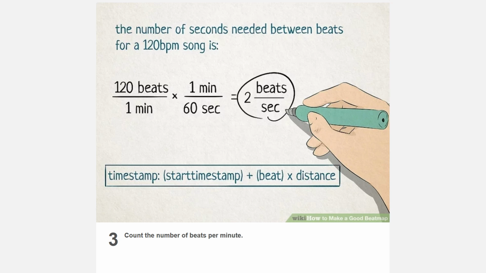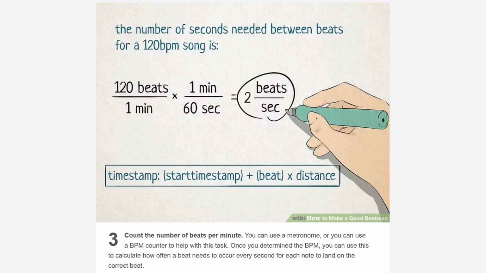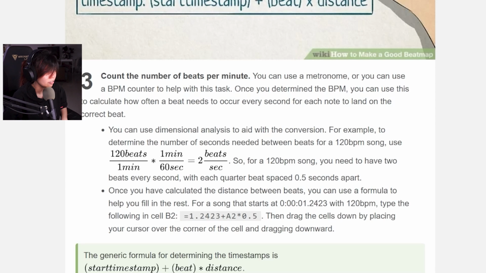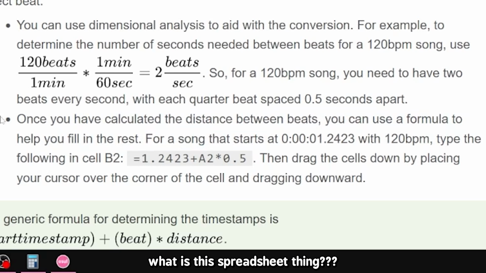Count the number of beats per minute. You can use a metronome or you can use a BPM counter to help with this task. Once you've determined the BPM, you can use this to calculate how often a beat needs to occur every second for each note to land on the correct beat. You can use dimensional... Oh my god, what is happening? What is this spreadsheet thing?